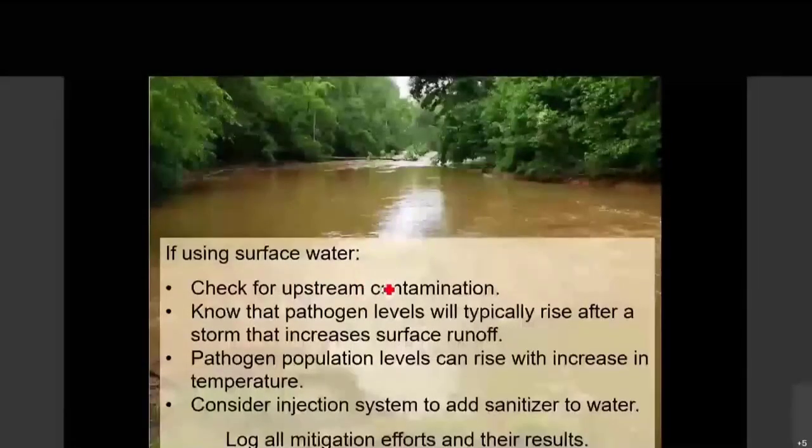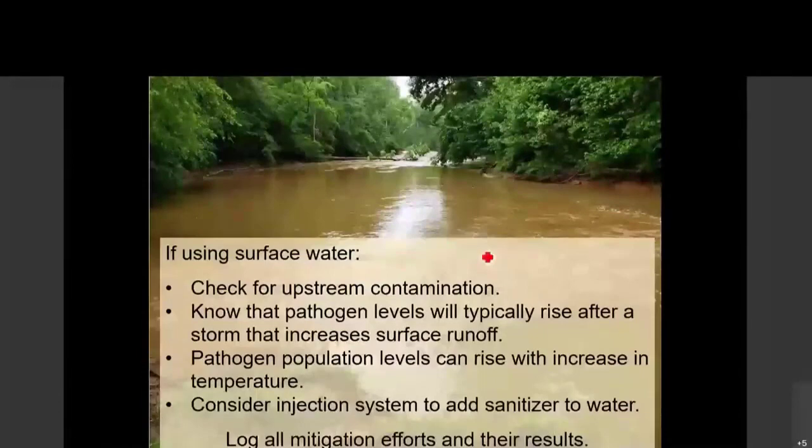If you're using surface water, and this is my backyard, this is Seneca Creek at one of its better moments, right after a thunderstorm. I call it my big muddy. So if you're using surface water and you're consistently or periodically getting higher than allowable rates and numbers, you want to check for upstream contamination. Now you should have done that, but maybe things have changed. Maybe your upstream neighbor's cattle got through the fence and they're having a wonderful time doing what cows do in streams. You don't want that.